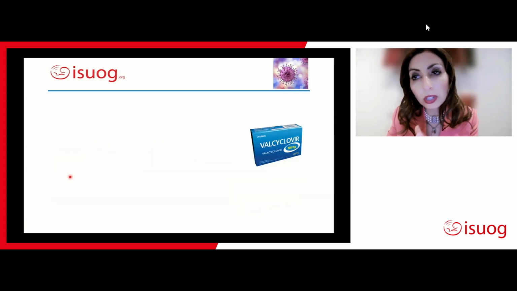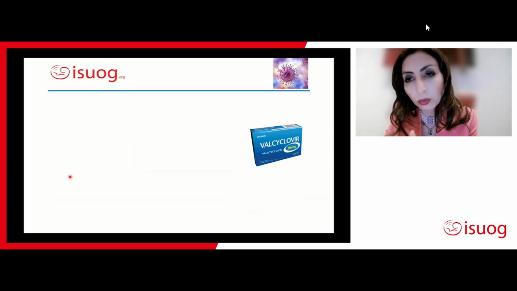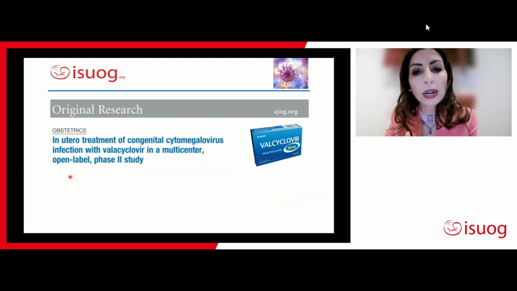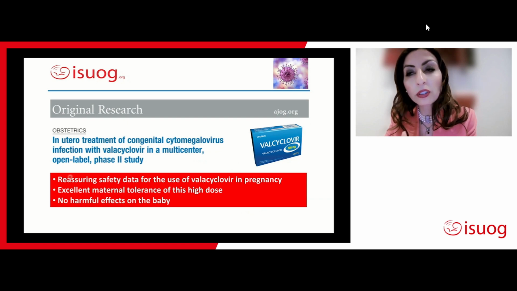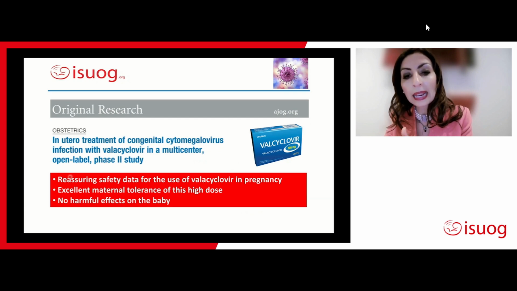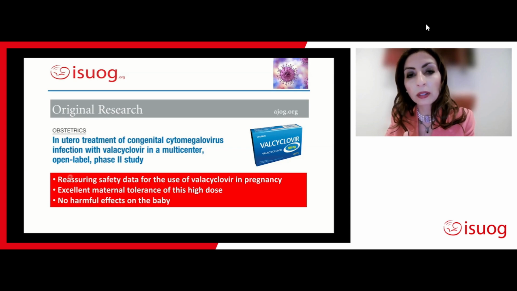But still, of course, it wasn't a randomized controlled trial. It was almost observational data, and therefore it's not routinely recommended in all the guidelines. But what this study provided is reassuring safety data on the use of valacyclovir in pregnancy. There was excellent maternal tolerance, even at this high dose of 2 grams every 6 hours. So it's 8 grams in total, about 16 tablets a day. It's quite a high dose, and there was no harmful effect on the baby.